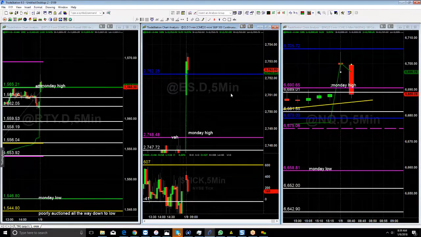NQ into the white zone, guys. By the way, I'm not taking the trade because I'm letting the first half hour go. Again, my biggest concern is the sweep in the first half hour.